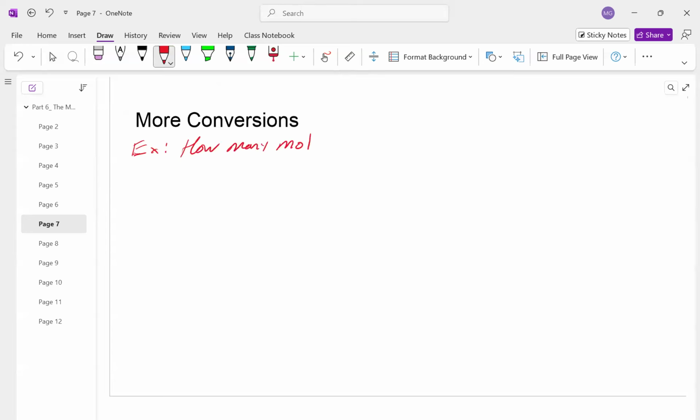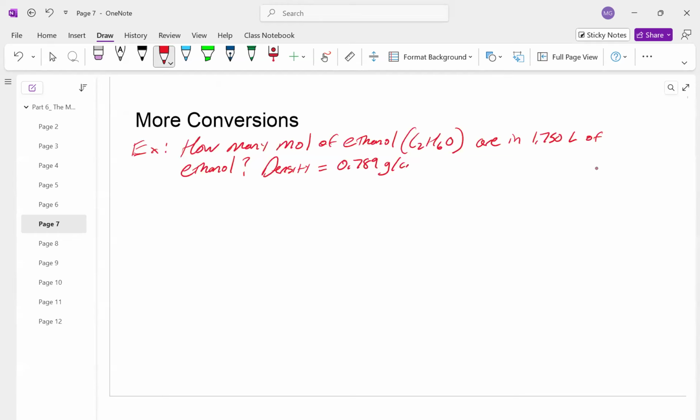How many moles of ethanol, here's the formula for ethanol, are in 1.750 liters of ethanol? And there's two things I'm going to give you. I'll give you the density. So the density of ethanol is 0.789 grams per cubic centimeter. And I'll give you the molar mass, 46.07 grams per mole.